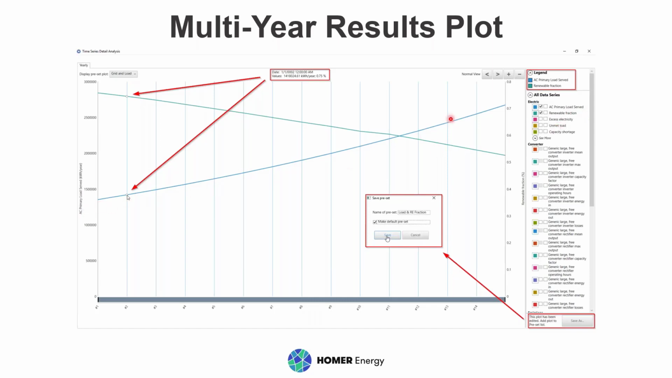You can see the load is growing exponentially, with a constant growth rate. And as the load grows, the renewable fraction is declining from 75% in year 2, probably 76% in year 1, and by year 15 it's down to 54% or so. Obviously, you can plot whatever you want. As soon as you change anything here, the bottom part changes a little bit and gives you the opportunity to save that particular graph as one of your custom presets, which will end up showing up over here. You can make it a default if you want. So that's the multi-year results plot.